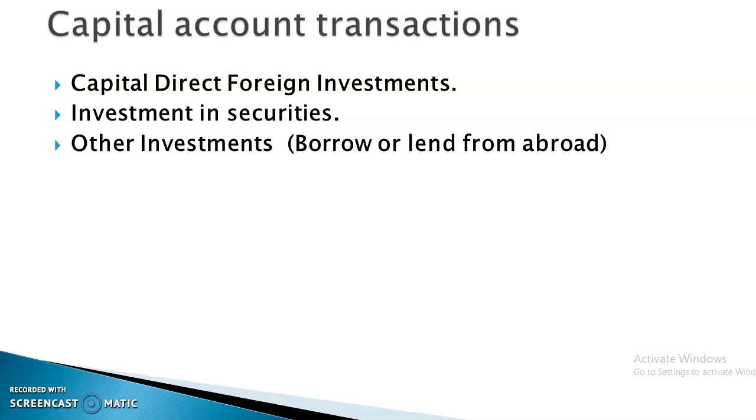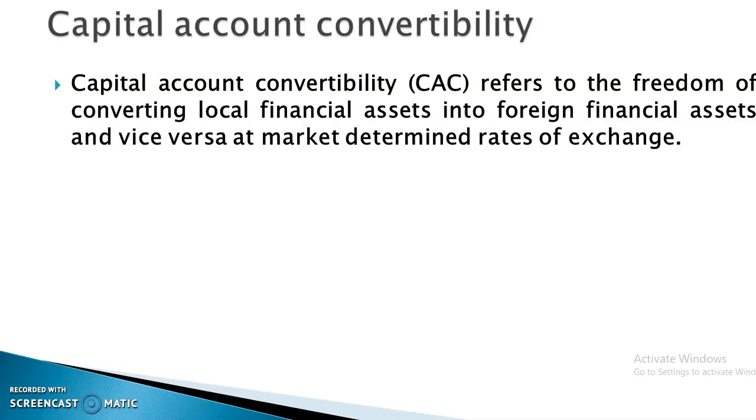And the second one is portfolio investments. Foreigners are buying Indian company shares from the Indian stock market, and that is known as portfolio investments. And other investments, borrowing and lending from abroad, are also one type of capital account transactions. In India, what is actually known as capital account convertibility?